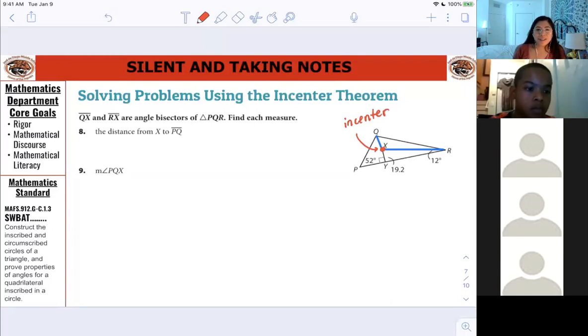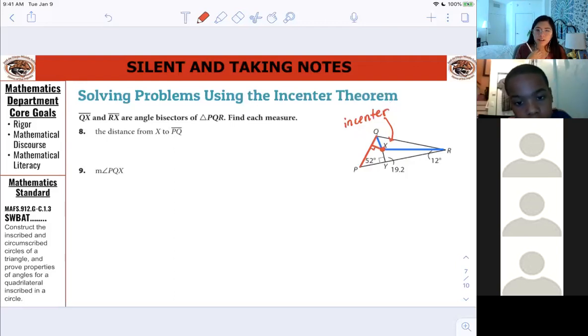So then it wants me to figure out the distance from X to PQ. Okay, so let me draw that out. Hold on. Let me relabel this. So from X to PQ, here's PQ. If I want to connect X with PQ, I have to make sure that it creates what type of angle? A right angle. So that's what they want me to know. I want to know how long that segment is going to be.